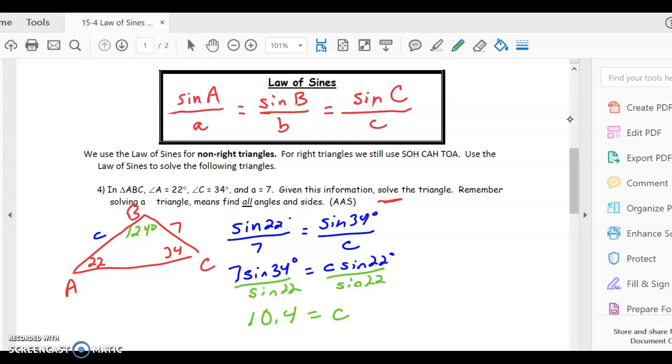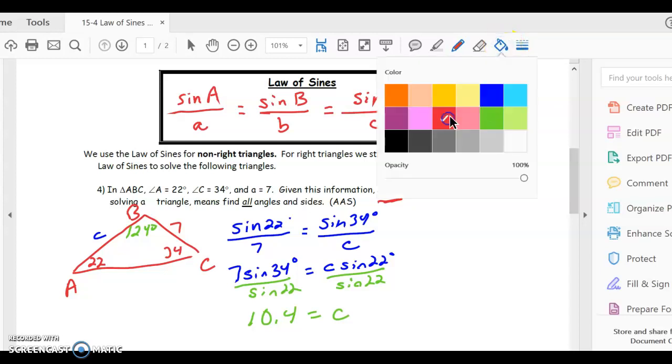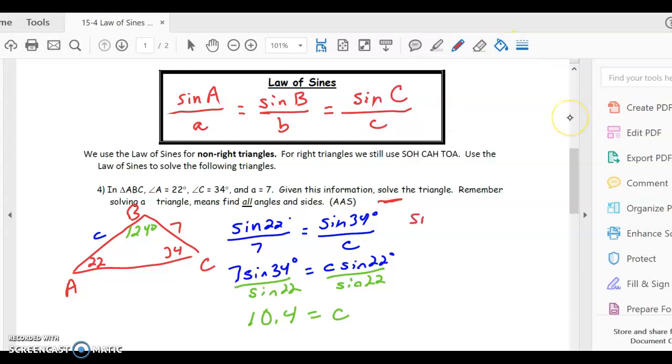Now what if we want to find little b, because it said solve the triangle? Well, we can certainly do that. We can use the sine of 22 again over 7, but now we have to set up the sine of 124 degrees, and the side opposite it is going to be little b. Again, we can cross multiply.